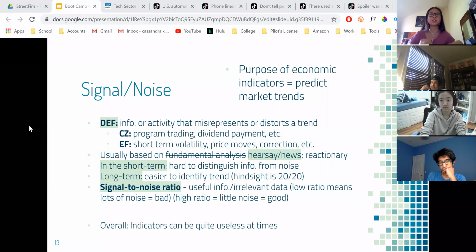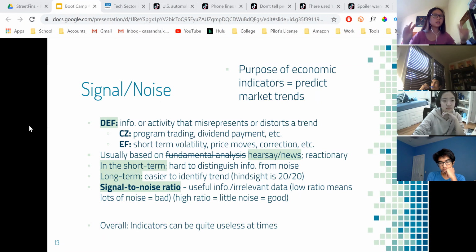And the signal to noise ratio is basically useful info divided by irrelevant data, right? So if you have a lot of useful info, that means it's a high ratio, which is little noise, which is good. And a low ratio means you have a lot of irrelevant data, which is obviously not good. So overall, indicators, sometimes take them with a grain of salt, sometimes they're important.